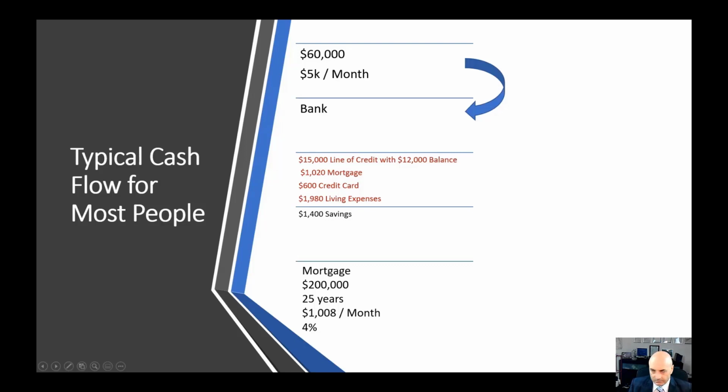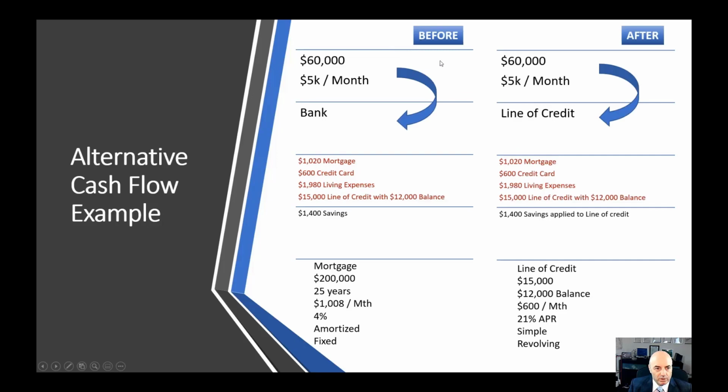There we go. That's just to demonstrate the movement. That's the one change at the moment. So this was the normal typical structure before, and then this is after. The change is this: instead of paying to your bank, you pay to your line of credit. All the other variables or inputs are the same: the same amount of mortgage, the same amount of credit card, the same living expenses, the same line of credit with the same balance on the credit card, the same money left over, and then these are the terms of the line of credit or credit card and the terms of the mortgage.